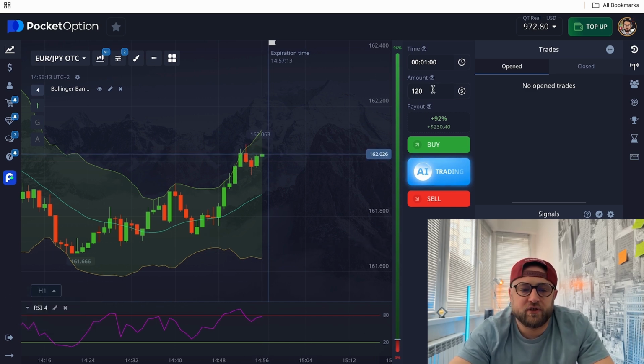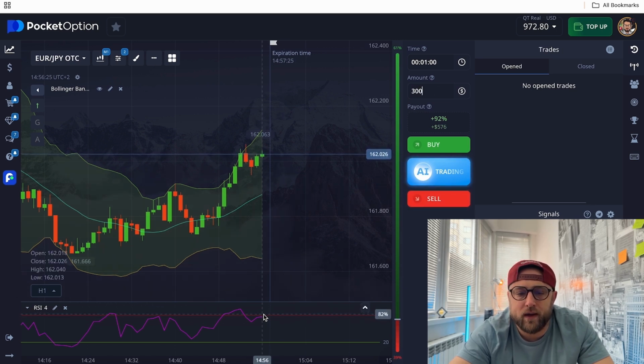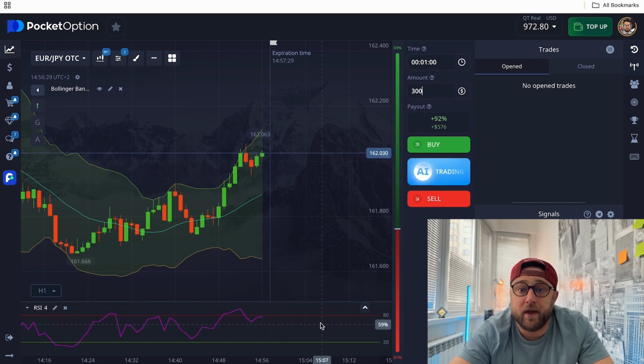According to the strategy, we now apply martingale X 2.5, so I'm going in with 300. Now I've got two options. Wait for a new breakout here or look for another pair. What would you do here? Tell me in the comments. Let's think together.